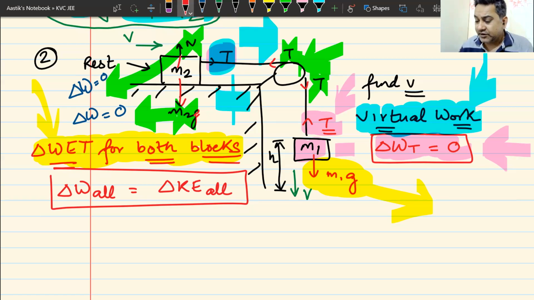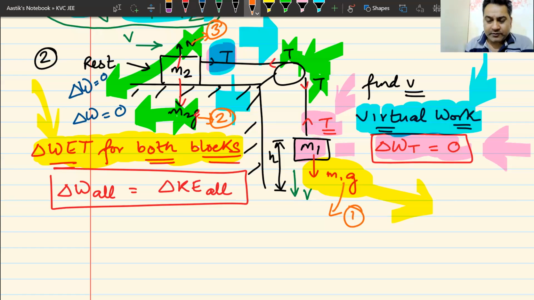What are the forces working here? I will again point out the forces. Force number 1, gravity. Force number 2, again gravity. Force number 3, normal reaction. Then we have tension, but tension on both the blocks will do opposite work. If one is doing positive work, the other is doing negative work. So the work done by tension will cancel.